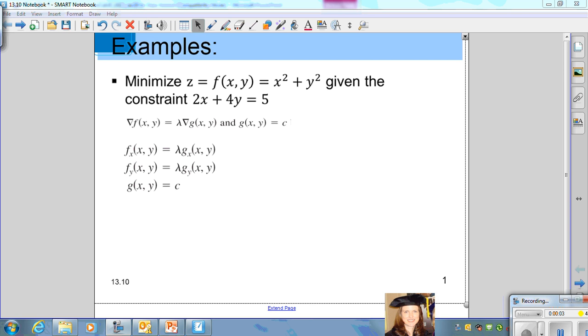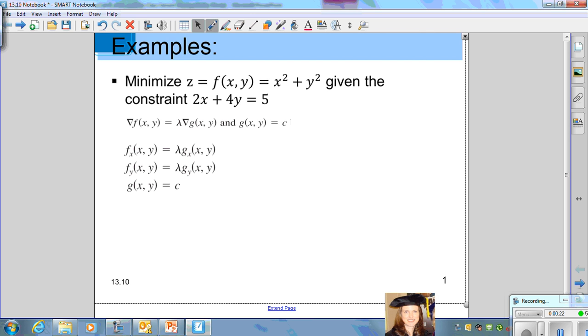In this video, we'll be looking at using the method of Lagrange multipliers to solve optimization problems given constraints. Here we're trying to minimize z, which is a function of x and y equals x squared plus y squared, given the constraint 2x plus 4y equals 5.